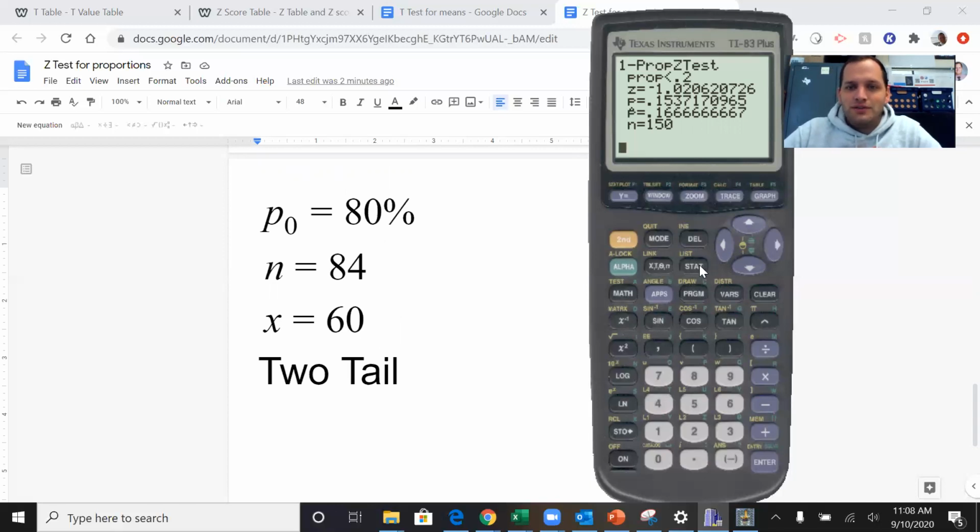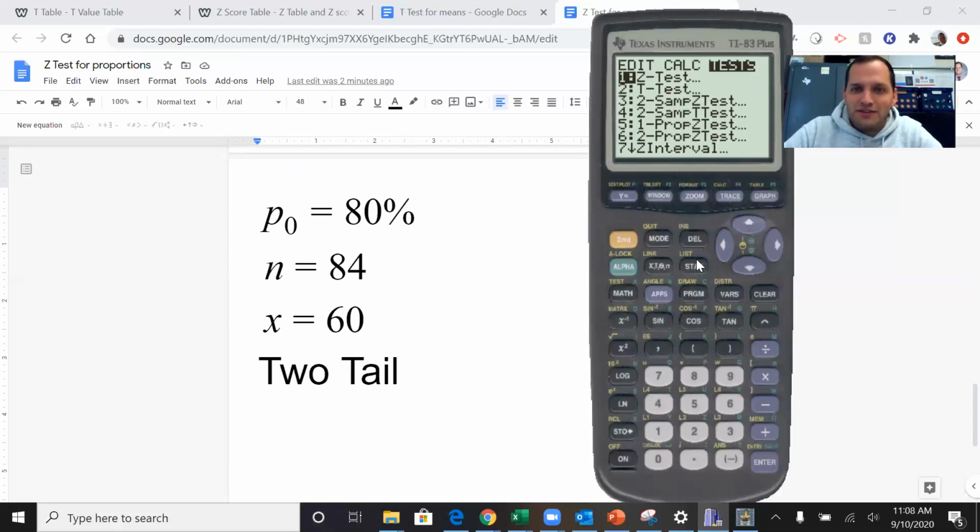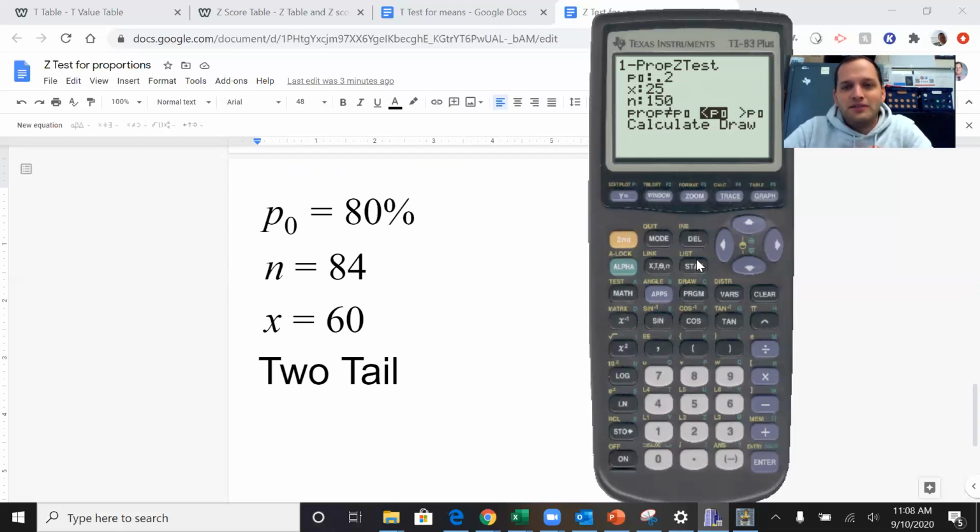All right, again, you go to statistics. We're going over to tests, going down to a one proportion test. This time, since it's a two-tail test, it's going to be not equal to, because it could either be greater than or it could be less than. We just care that it's not that answer. So we got 0.8, we've got 60, and we have 84. Now think, what does the N stand for? It's the number of samples that were collected. What does X stand for? The number of successful samples that were collected. All right, let's see if we keep or reject this one.